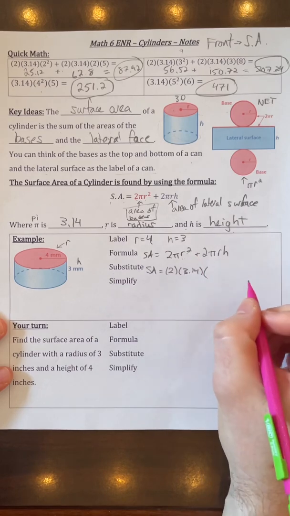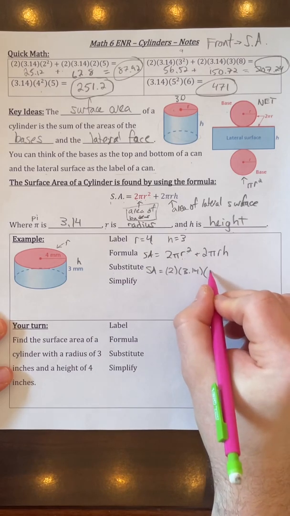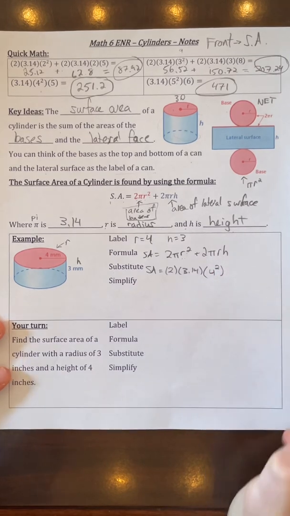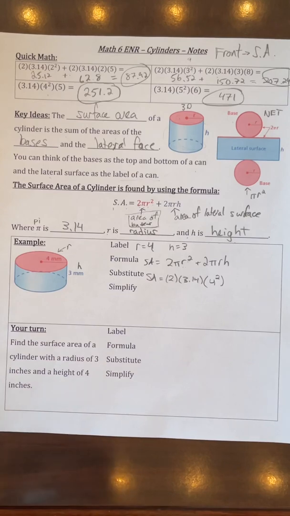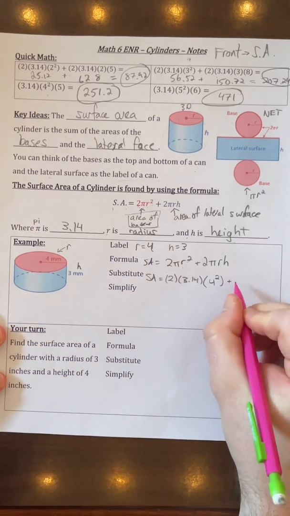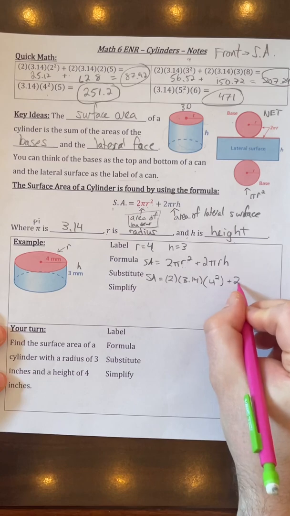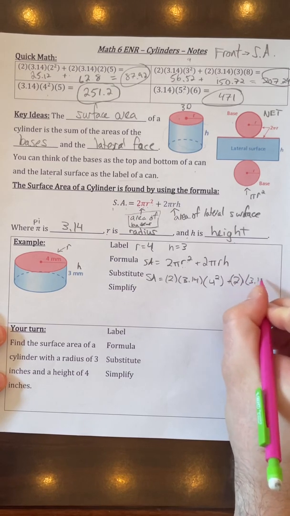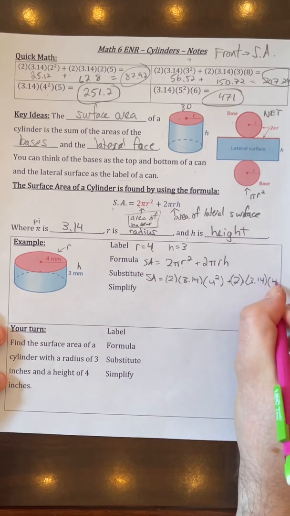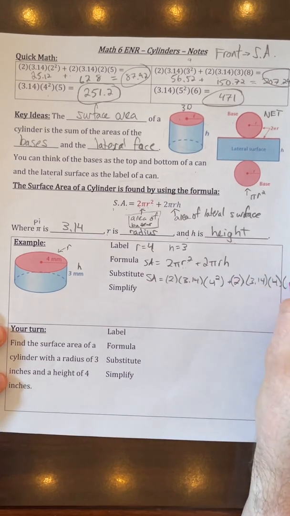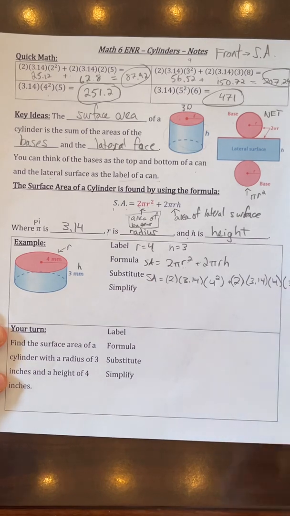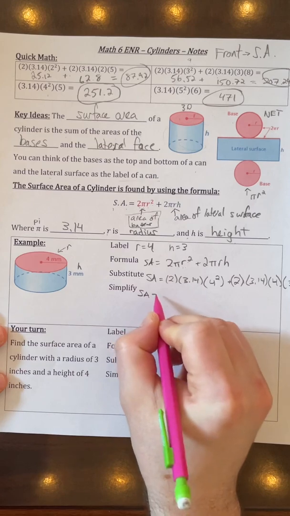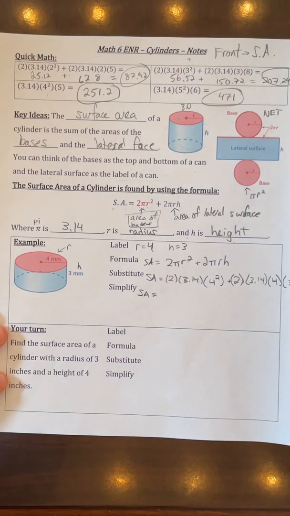So I'm going to say my radius, which is 4, and I need to have those parentheses and that exponent in there, because otherwise it might mess up my answer. Now my lateral face is going to be 2 times pi, so 3.14, and the radius, which is 4, times the height, which is 3. Make sure you're evaluating these values carefully. So I'm going to simplify as follows.